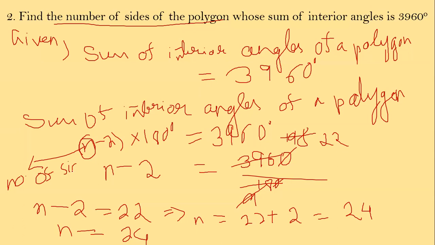Number of sides. Okay. So how much do we get? We got n equals 24, and we had to find the number of sides. So we have already found the number of sides, which is n equals 24. Correct?